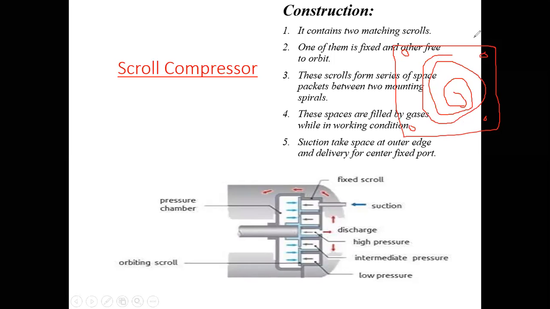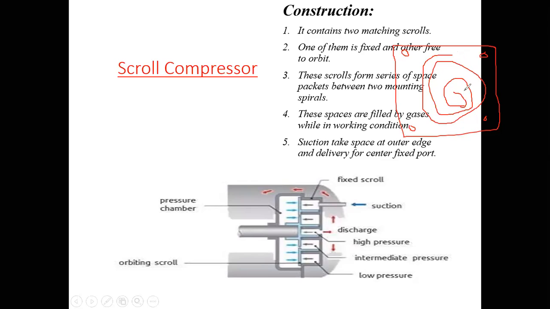There is some housing, there is this plate, and along with it there is a fixed scroll. In that fixed scroll there is another moving spiral which tends to just orbit around it. I'm drawing this in another color so that you can understand.